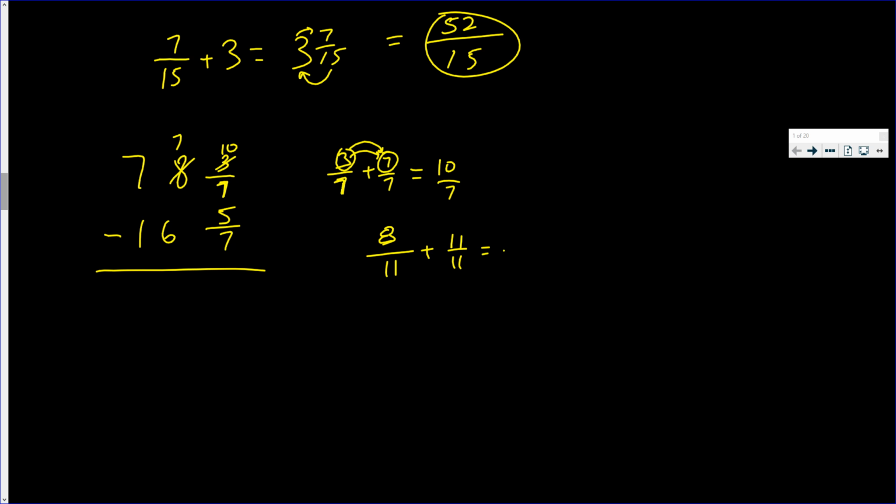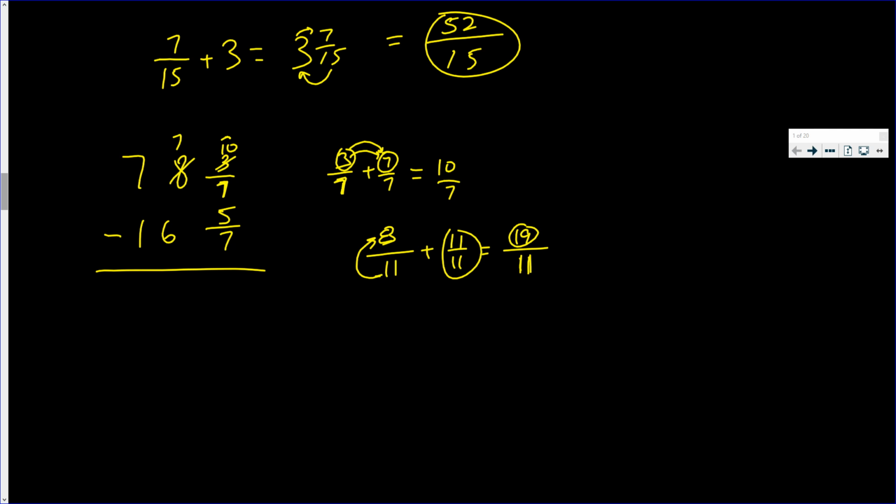For example, if you have 8 over 11, you want to add 1, which is like 11 over 11. Well, you keep the common denominator and you add 8 and 11. But you could have just said, when I add 1, I'm just going to get 11 plus 8, which is 19, and I keep the common denominator.